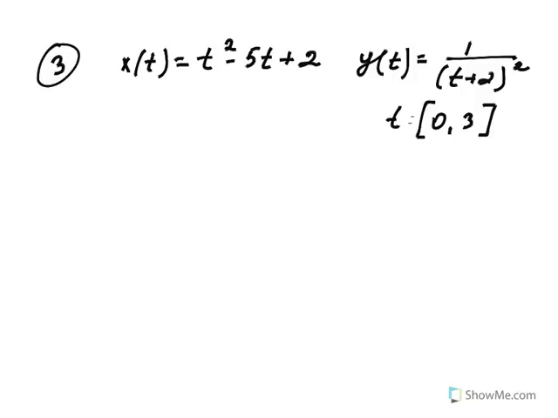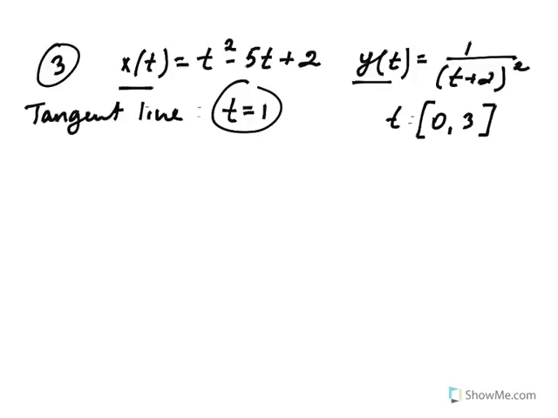Problem number 3. A curve is defined by the following equations: x of t equals that, y of t equals that, and t has to be between 0 and 3, including these endpoints. It says find the equation of the tangent line. It doesn't say anything about horizontal. Tangent line to the curve when, and they give you the specific value of this parameter, when t equals 1.